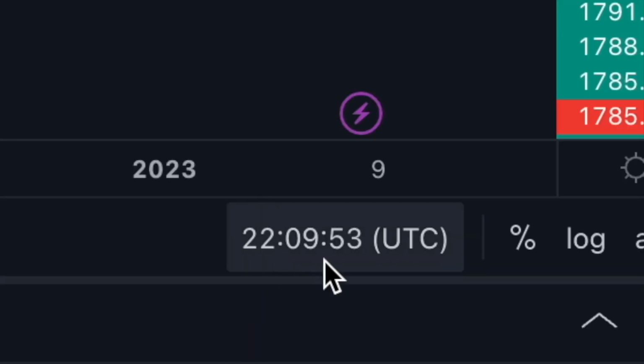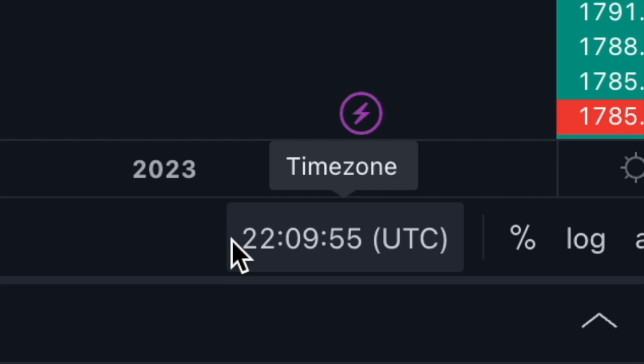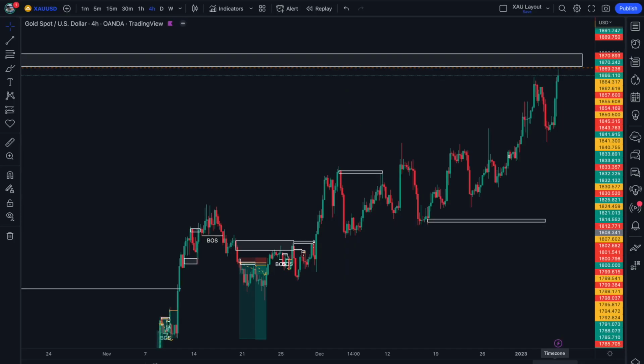As you can see by the timer at the bottom here, it is 10:10 in the evening. It's the peak of winter in the UK, so it's absolutely freezing, but priorities, you got to do what you got to do.